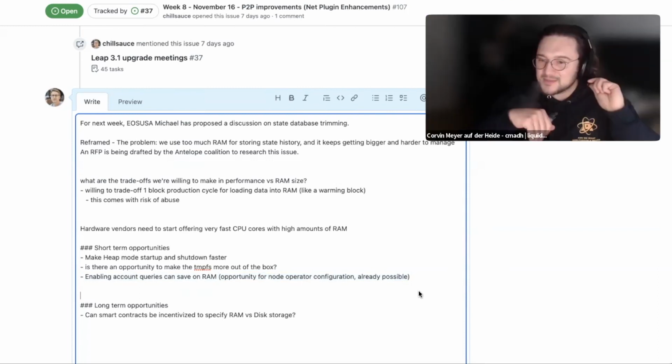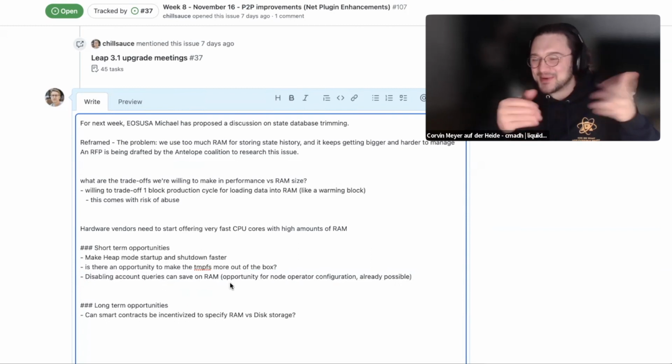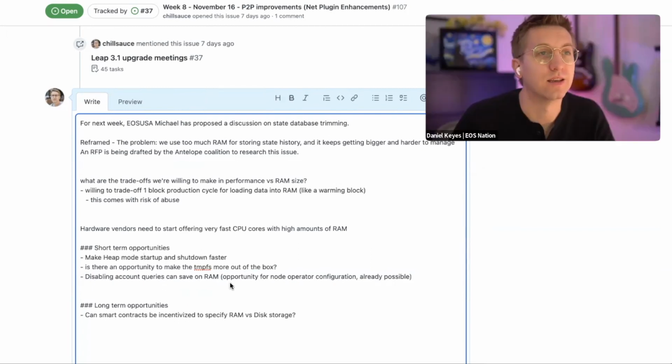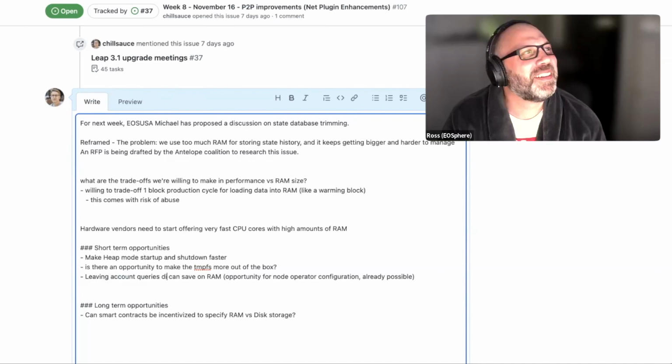Daniel, now your sentence is wrong. It's disabling account queries saves RAM. Enabling just increases RAM. But okay. It's disabled by default, so yeah. Oh, so just leaving it disabled. Okay. Do you have a feel for how much RAM that adds to a node? I don't know. Not really. I never checked.